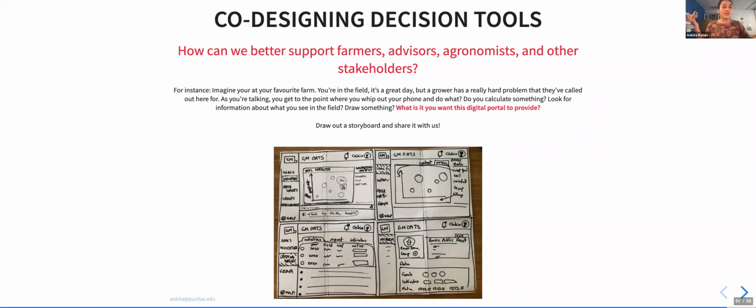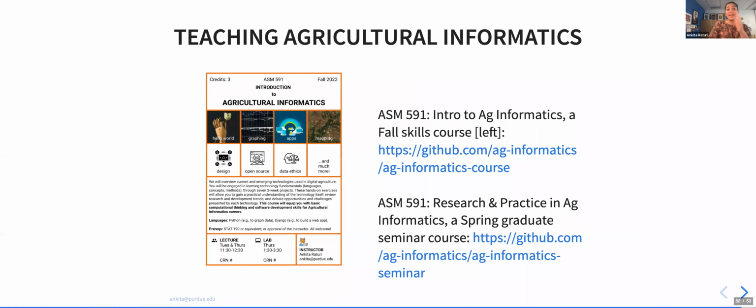Draw a storyboard, share it out with me, and let's use that as a point of chatting. So let's use that as an excuse to start talking about a way in which you can build something cool together. All right.